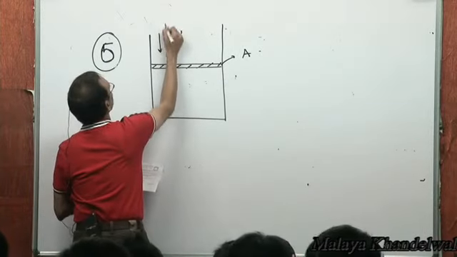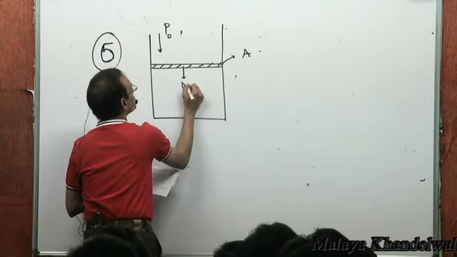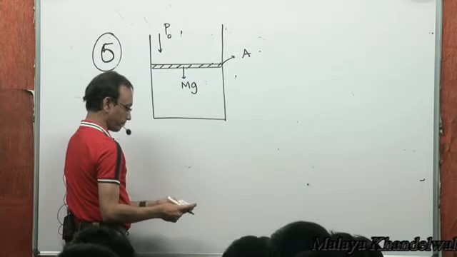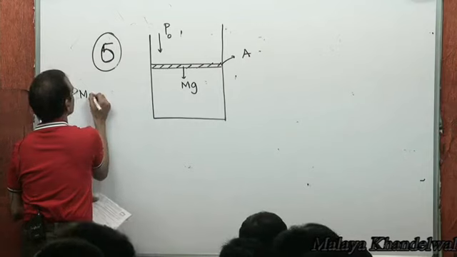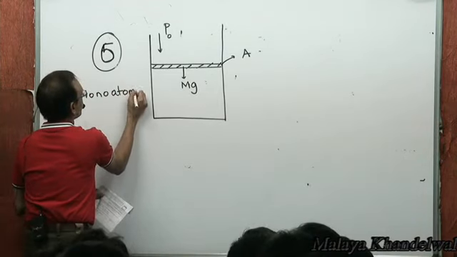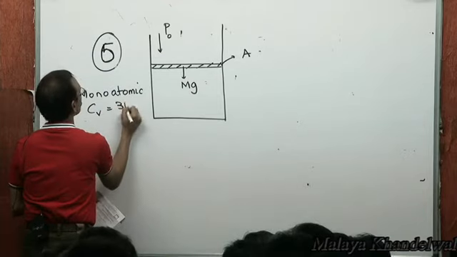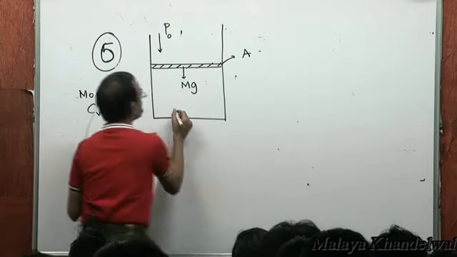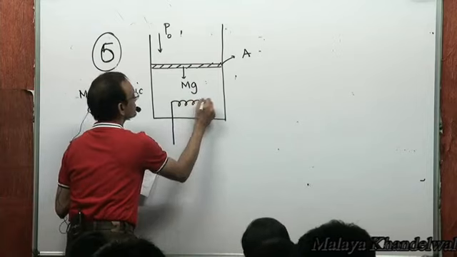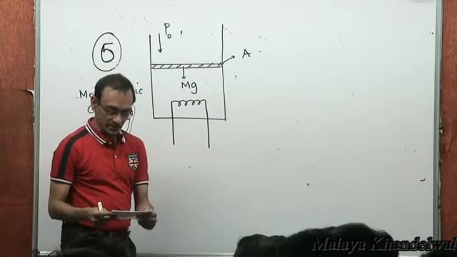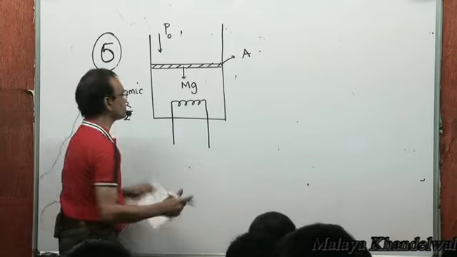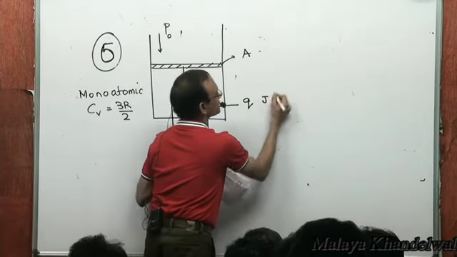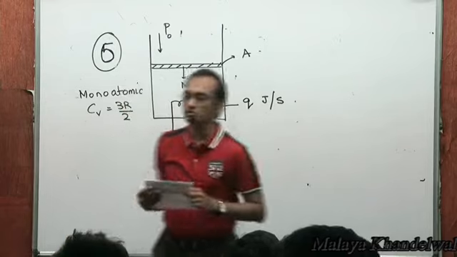There is atmospheric pressure P0 and there is mg, the weight of the piston, and there is an ideal monoatomic gas inside this. For a monoatomic gas, what is CV? 3R by 2, right? And there is a heater that supplies heat at the rate of Q joules per second.